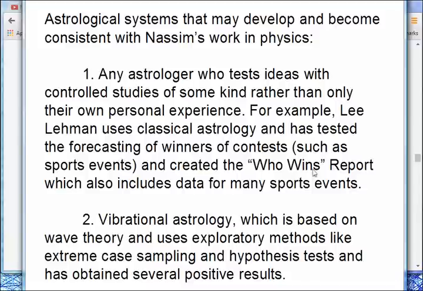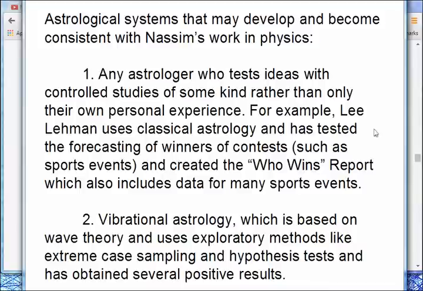So even if an idea doesn't have a connection to modern physics, such as most classical ideas, but you test them in addition to experiencing them and working with them, which is also important. But if you test them in other ways, that's more compatible with this scientific approach. So, for example, Lee Lehman uses a lot of classical astrology. She's tested the ideas in classical astrology for who will win a contest, like who will win a baseball game, a football game, a basketball game. And she developed a report, which is an option of the Kepler, Sirius, and Pegasus programs, called Who Wins.